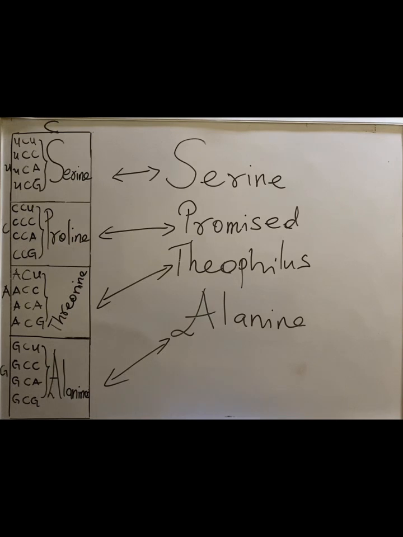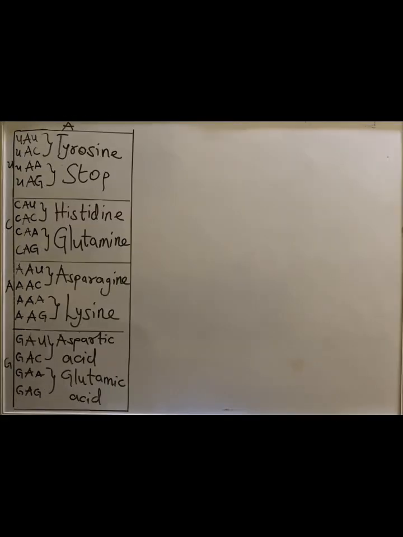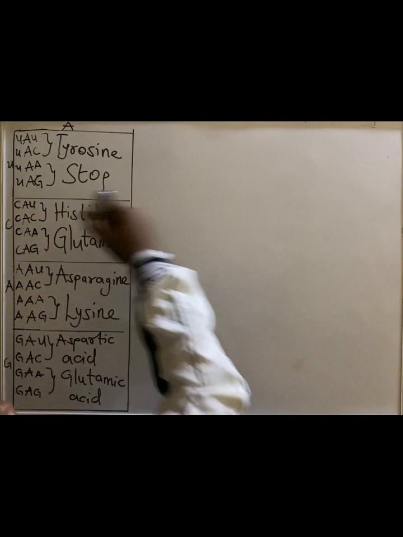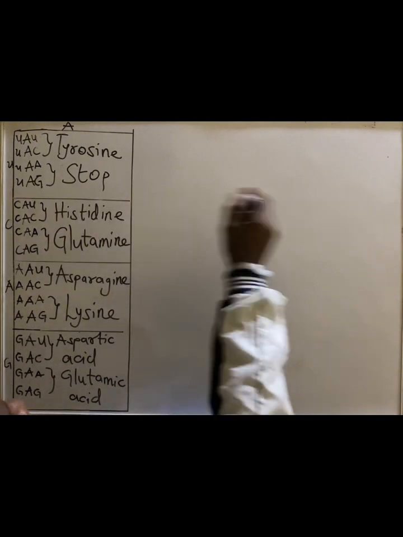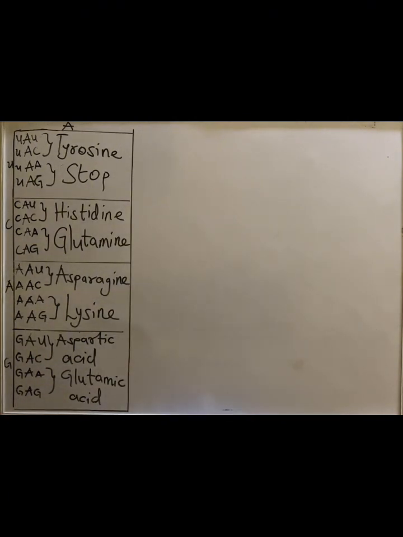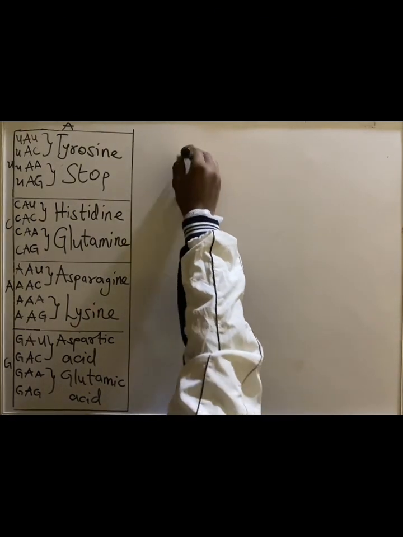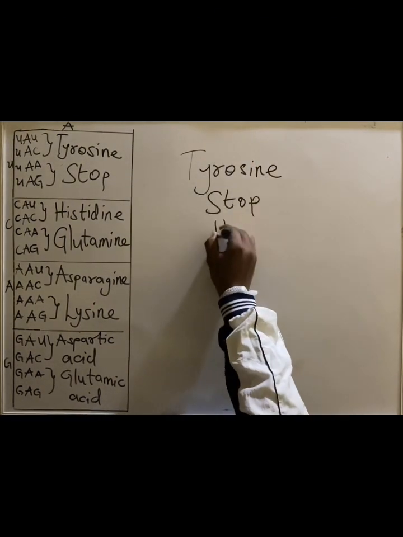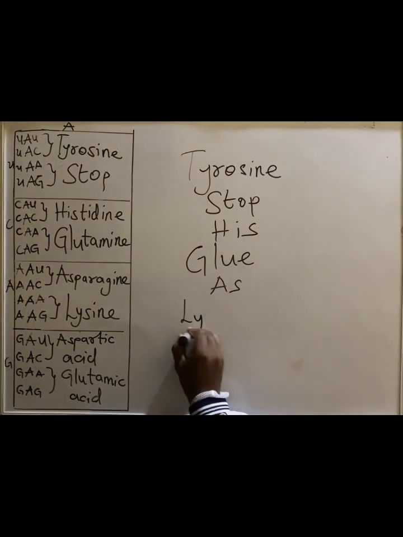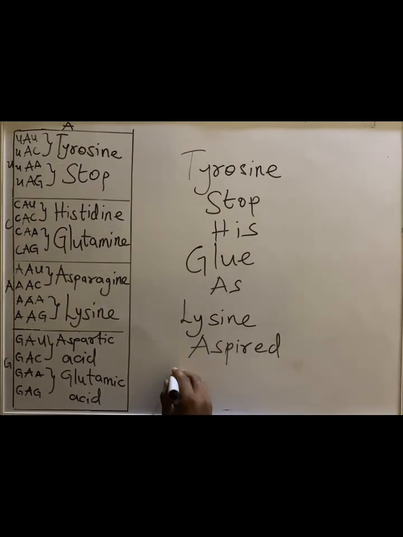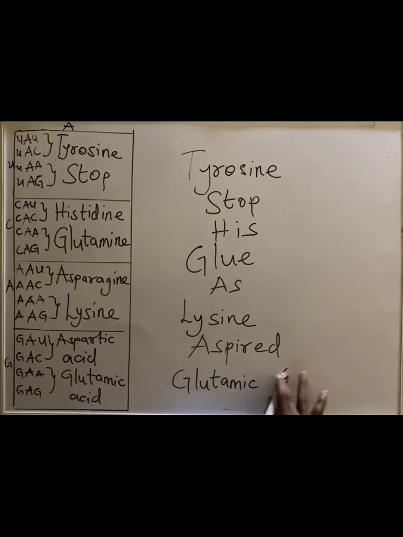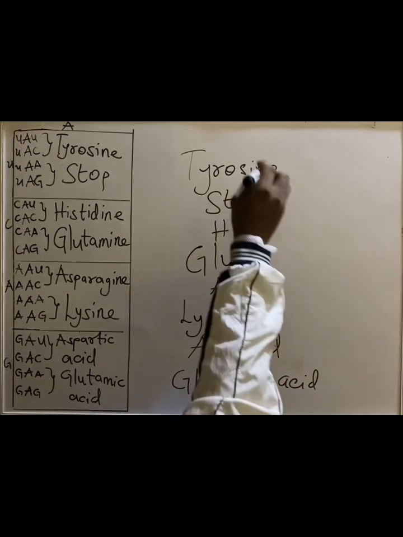Now let's get to the third column of the boxes, which is the column of A. You have tyrosine, stop, histidine, glutamine, asparagine, lysine, aspartic acid, and glutamic acid. Don't mix the glutamine with the glutamic acid. So the trick for this one is tyrosine, stop, his glue as lysine, aspired glutamic acid.